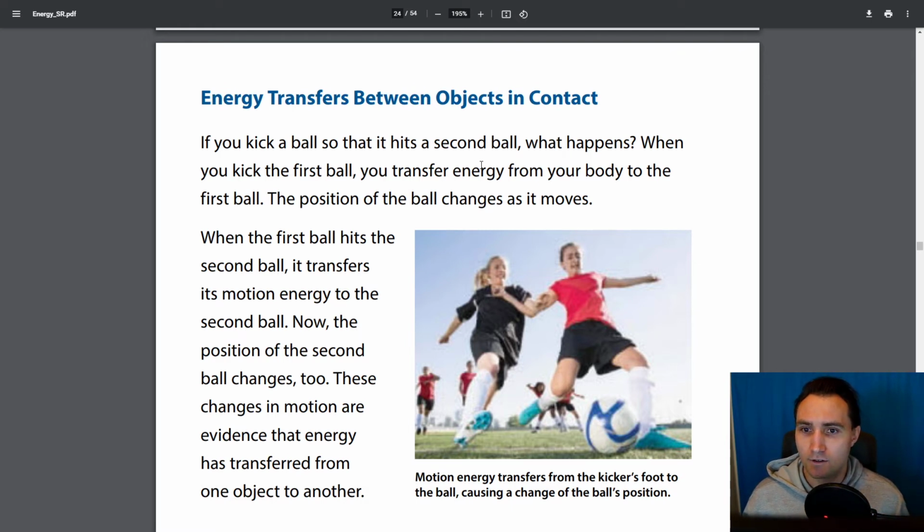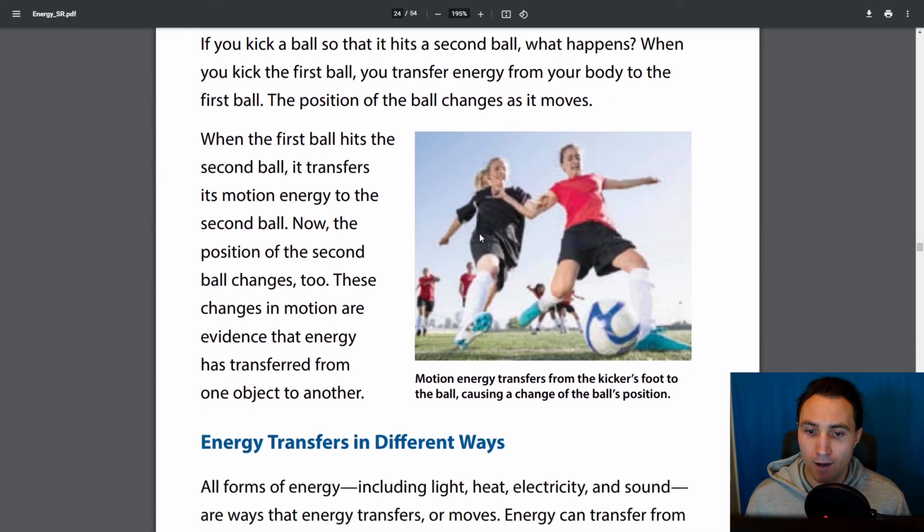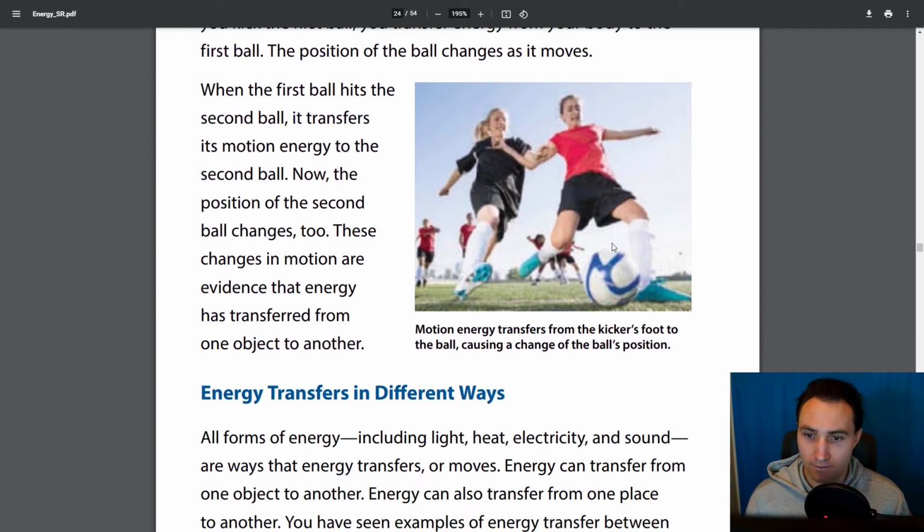When you kick the first ball, you transfer energy from your body to the first ball. The position of the ball changes as it moves. When the first ball hits the second ball, it transfers its motion energy to the second ball. Now the position of the second ball changes too. These changes in motion are evidence that energy has transferred from one object to another.